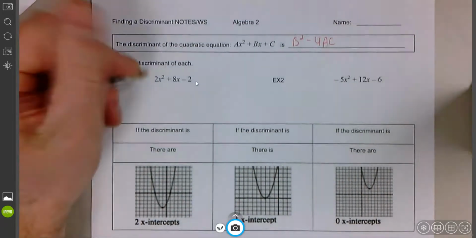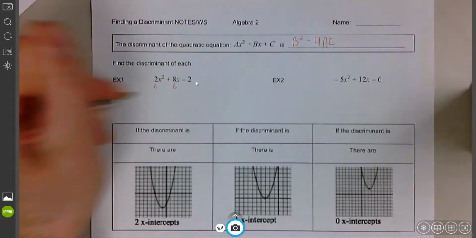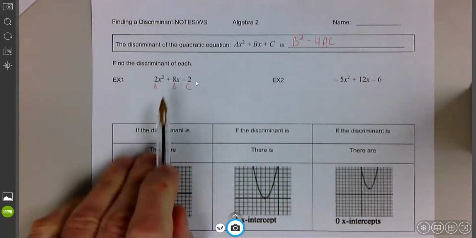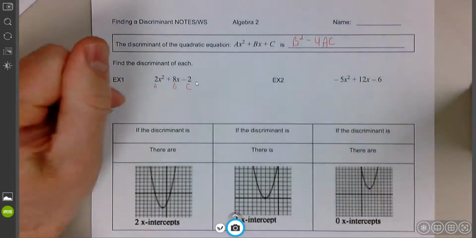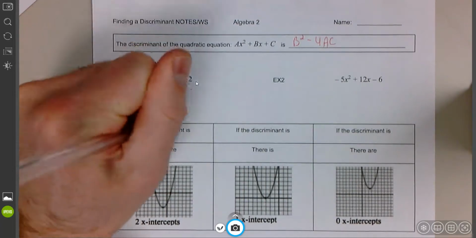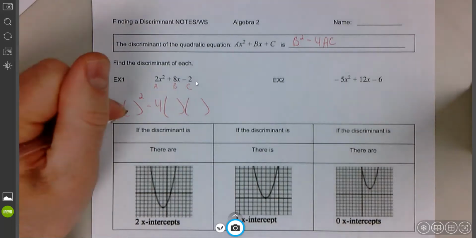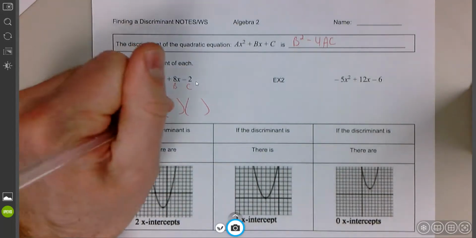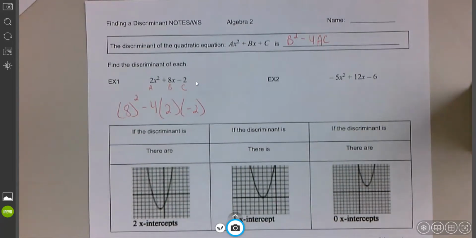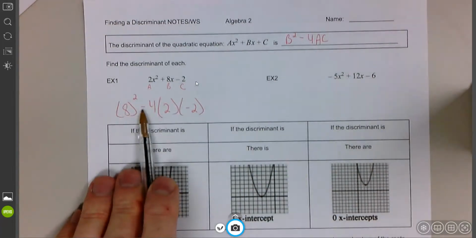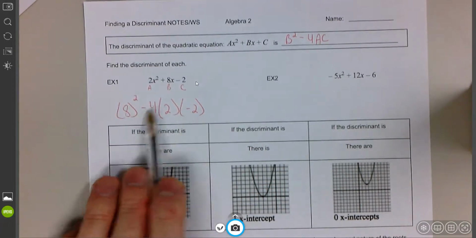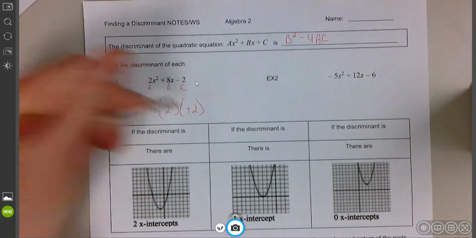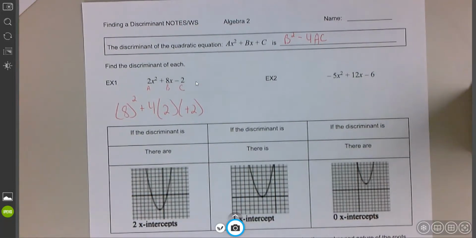So let's do example 1. A is 2, B is 8, C is negative 2. So I'm going to put those numbers where they belong in my little discriminant formula. So B squared minus 4AC. Now, a little Mr. Edwards trick here. What I like to do from this step is, well, either jam it in my calculator or I count how many negatives there are. If there's an even number of negatives, that just becomes a positive. So I'm going to count, here's a negative, and here's a negative. There's two of them. A negative times a negative is a positive. It makes those positive. If it was 3 negatives or just 1 negative, then they would just stay a minus sign.